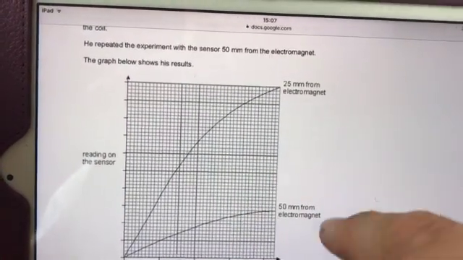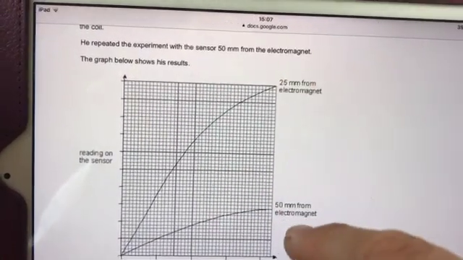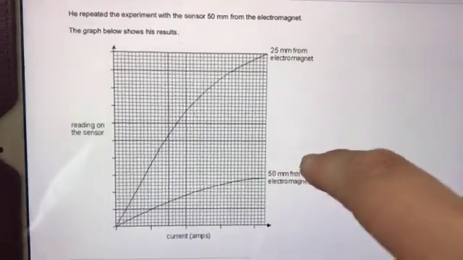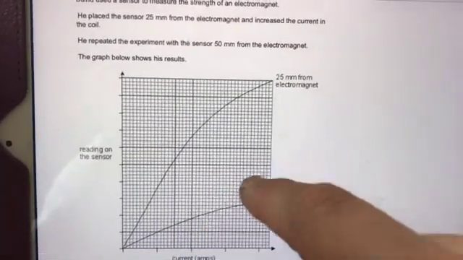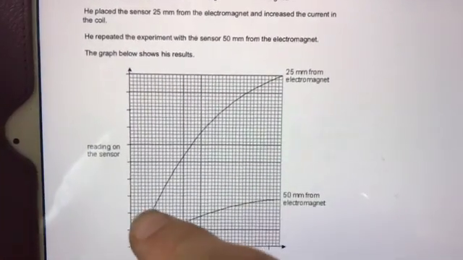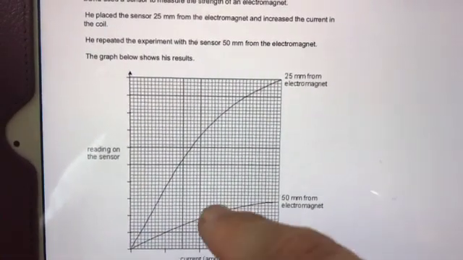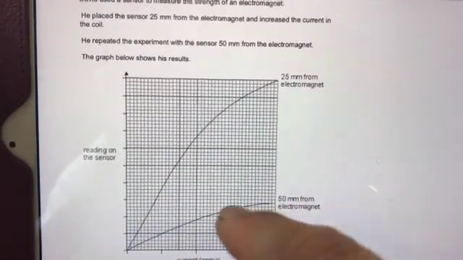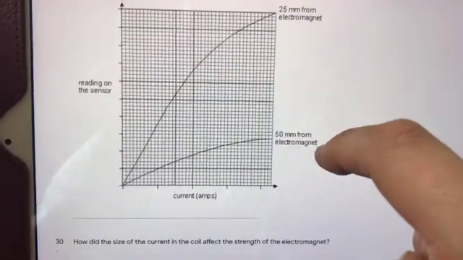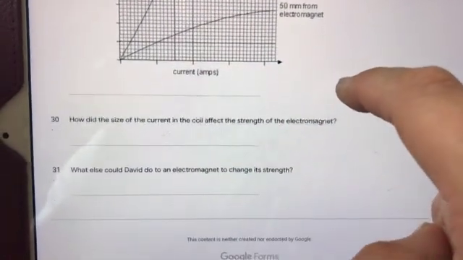So when it was 50 millimeters away, further away than 25 millimeters away, the magnet was weaker. So my answer here would be something along the lines of, when the sensor was further away, the strength of the magnet decreased, or as the distance increases, the strength of the magnet decreases. Again, using that scientific language, that's your best answer there.